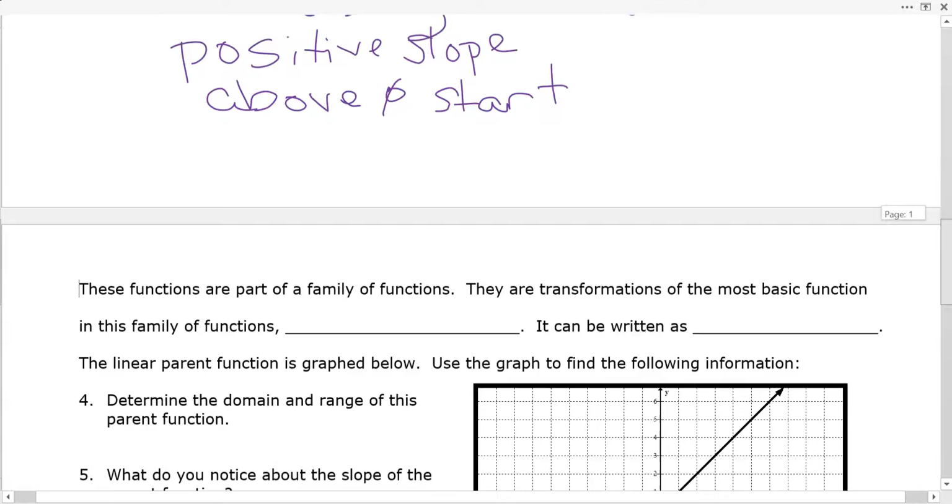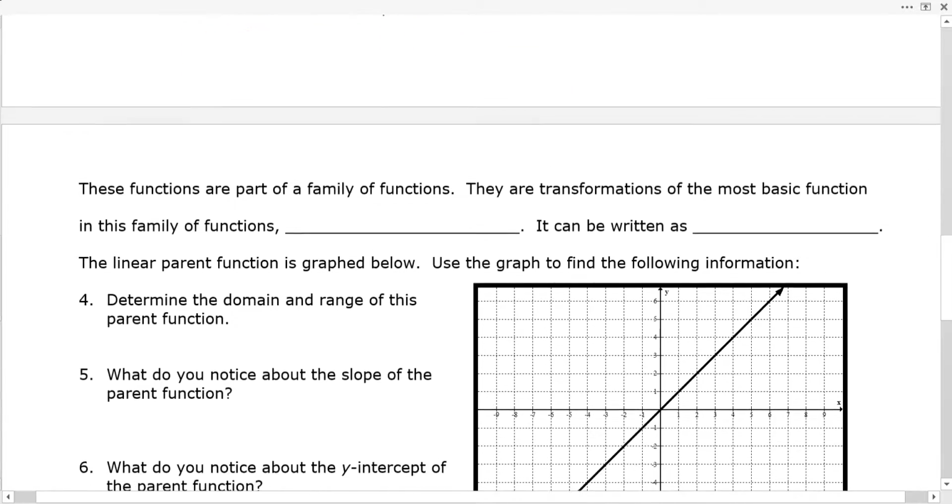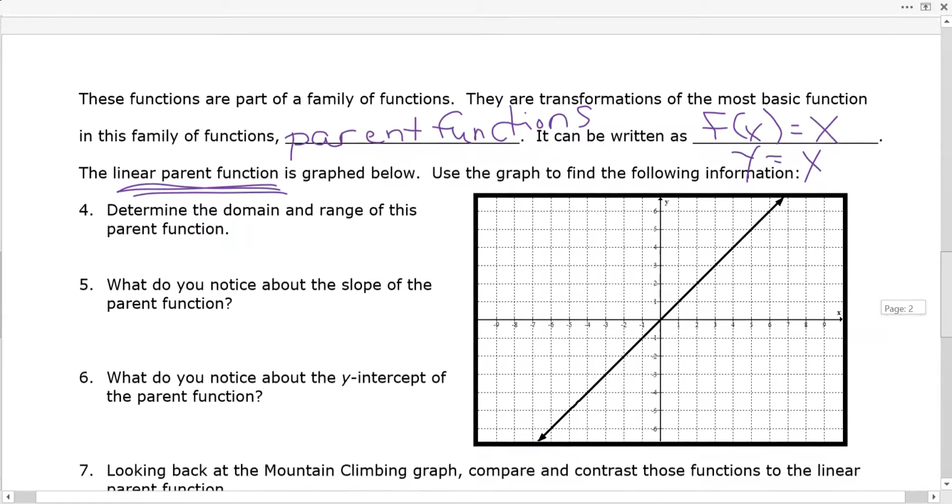Okay, so these functions are a part of a family of functions. They're transformations of the most basic function in this family of functions. We call it the parent function, because it's the one that all other functions come from, and we write it f of x equals x. So y equals x is the parent function. It's the linear parent function. We're going to talk about other parent functions after Christmas.